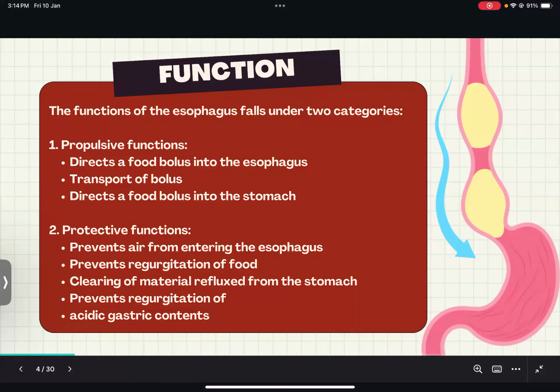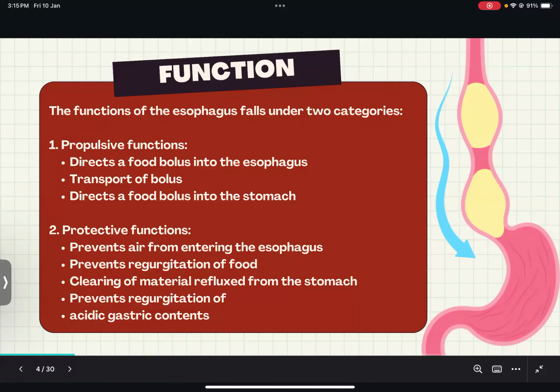I'm sure you have covered peristalsis, right? Can you tell me what it means? Okay, so peristalsis is the rhythmic movement of the bolus of food through the esophagus, through contraction and relaxation.